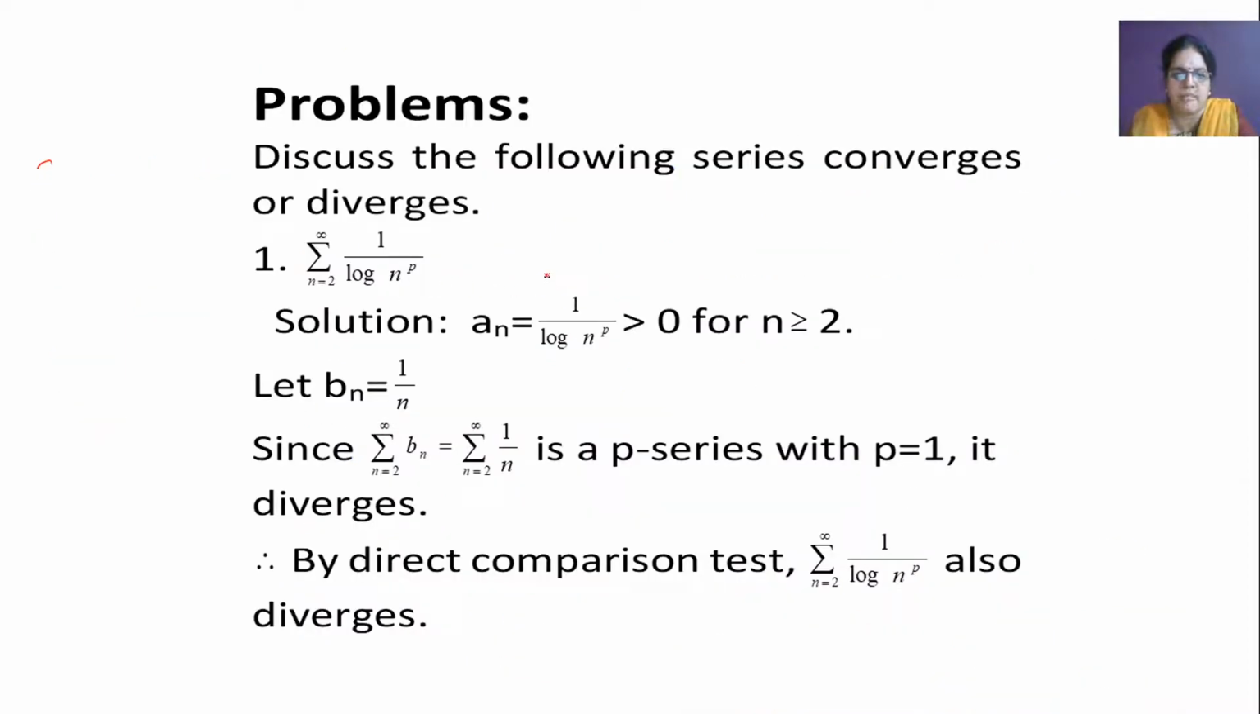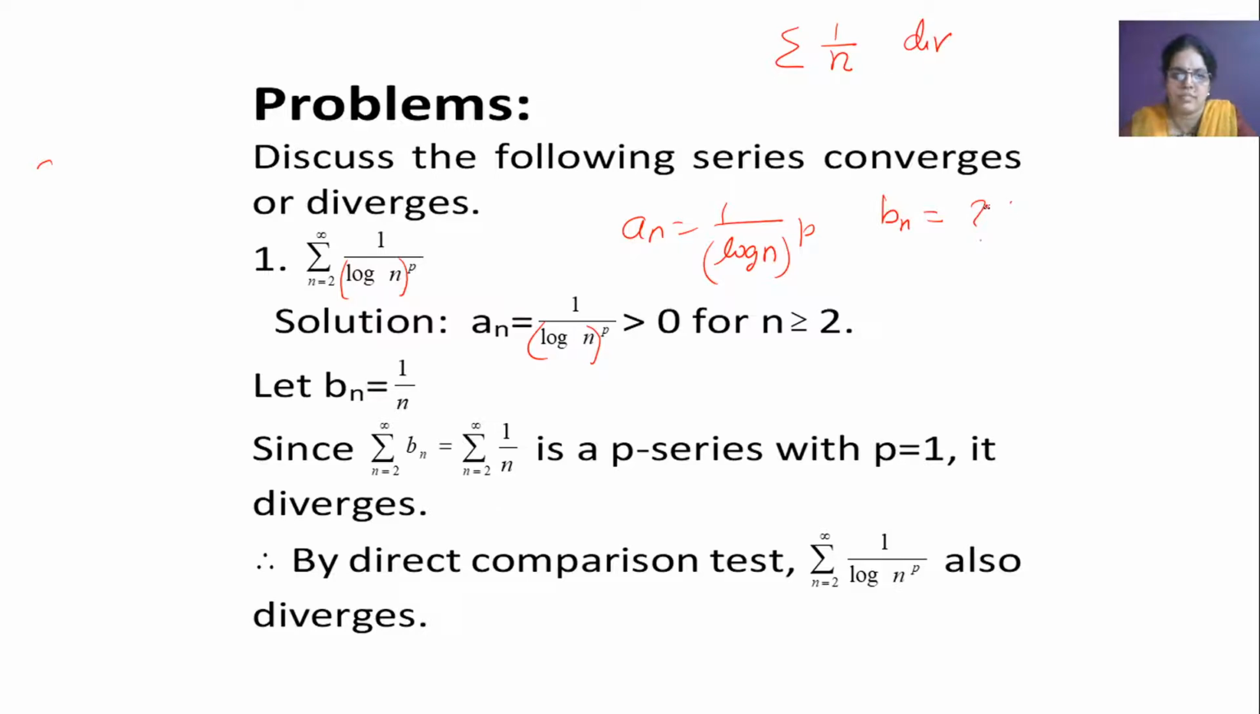So now, for example, discuss the following series, whether it converges or diverges. Now we have sigma 1 by log n power p, and here the nth term is 1 by (log n) power p. So we have to choose a series bn, the nth term of a series. For that I will take it as 1 by n, and just now I told that sigma 1 by n, because p equal to 1, diverges.